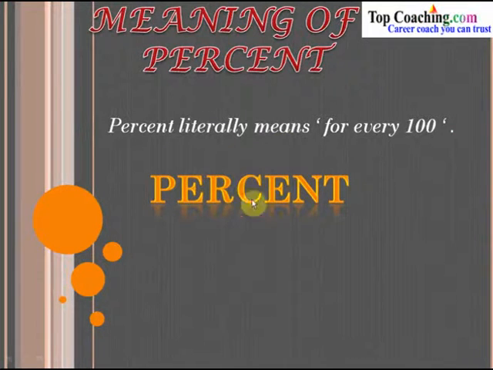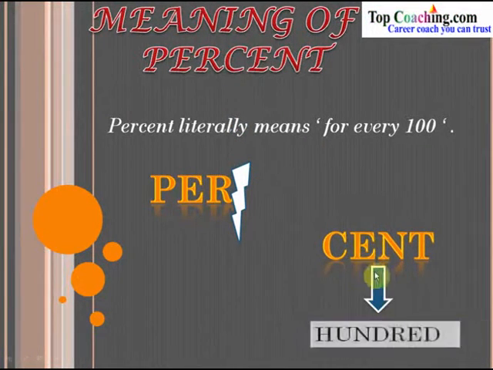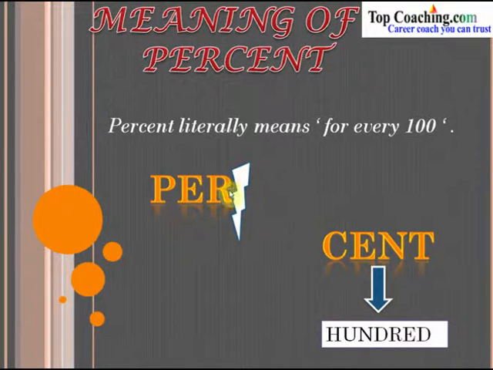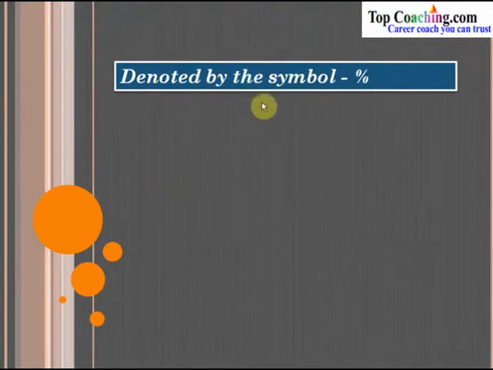Now, why does the word percent mean for every 100? Percent can be divided into two parts, per and cent. And the meaning of cent is 100. So, for every 100. Thus, percent actually means for every 100 or out of every 100. We compare a quantity with respect to 100. Percent is always denoted by this symbol. So this symbol always means that we are denoting a percentage.